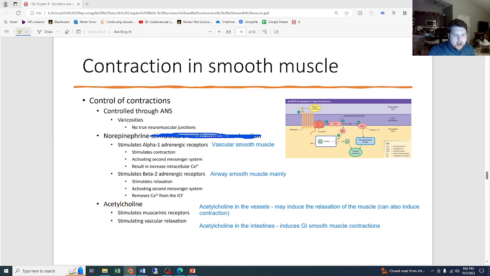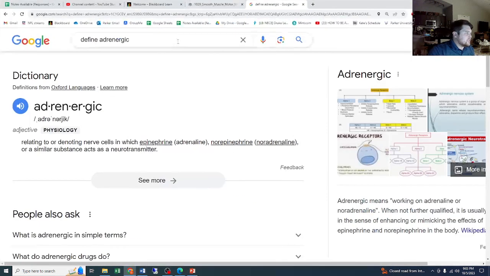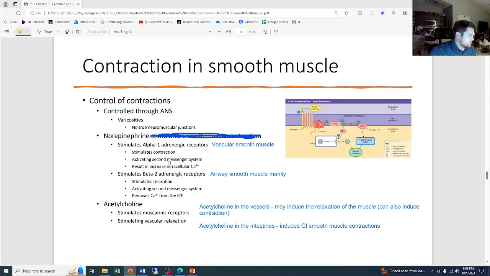So when we talk about an adrenergic receptor, it's a fancy way of saying epinephrine and norepinephrine. It means that receptor gets epinephrine or norepinephrine binding to it. That's what adrenergic means, okay? So with norepinephrine, alpha-1 adrenergic receptors are most commonly found in the vascular smooth muscle, so the vasculature.